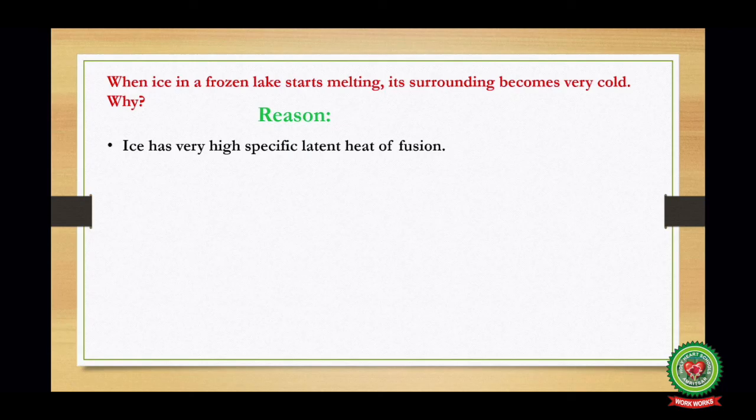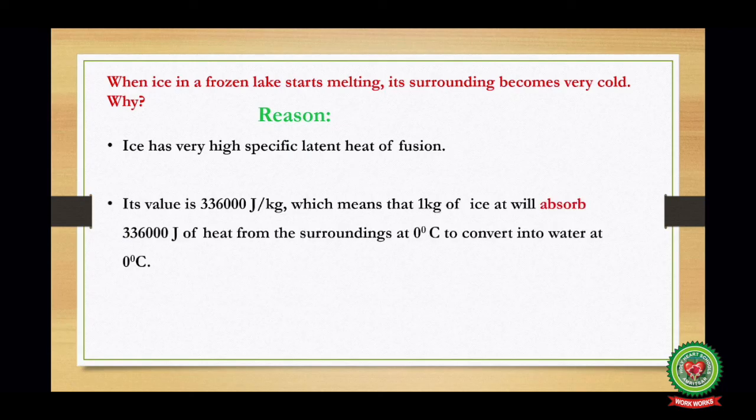Ice has a very high specific latent heat of fusion. Its value is 336,000 joule per kg. And what is the meaning of this? It means 1 kg of ice, how much heat will it absorb? 336,000 joules. Now here I have written absorb.